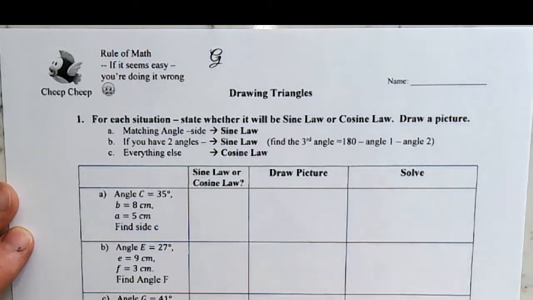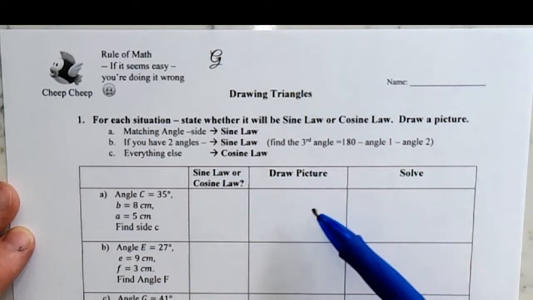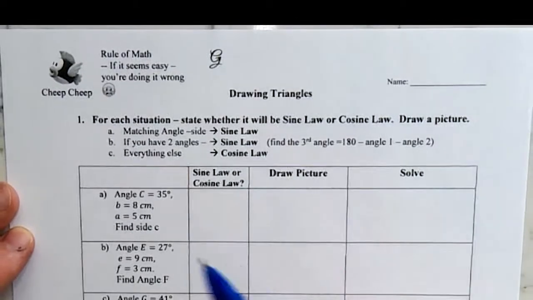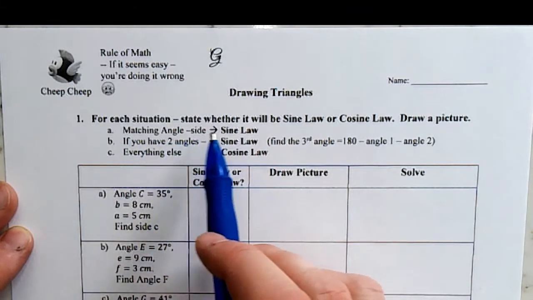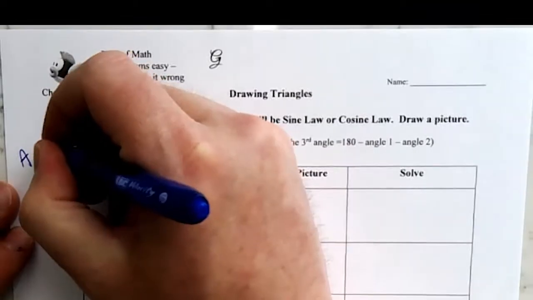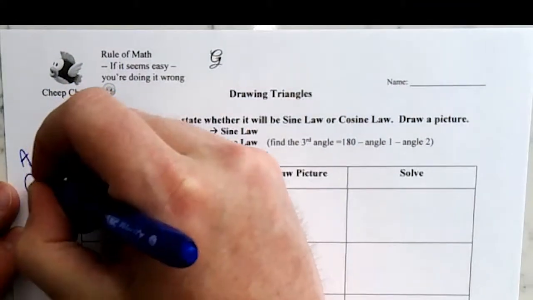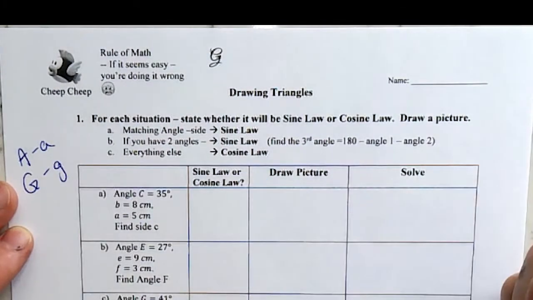Okay, so we're going to take each question, decide if it's sine law or cosine law, and draw a picture for it. So the key thing is, if we have a matching side and angle, we're going to use sine law. And by that I mean we have the angle A, side A, or angle G, side G. If we have both, automatically sine law.